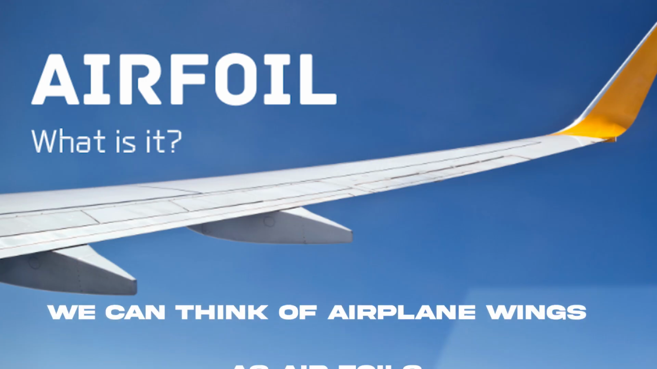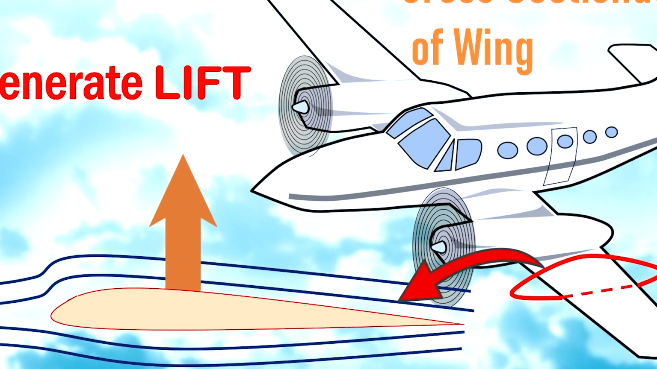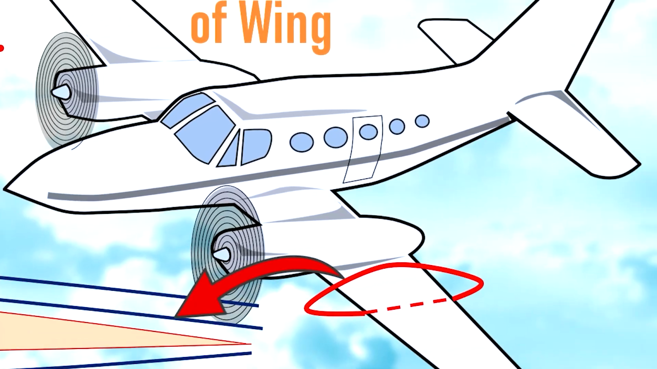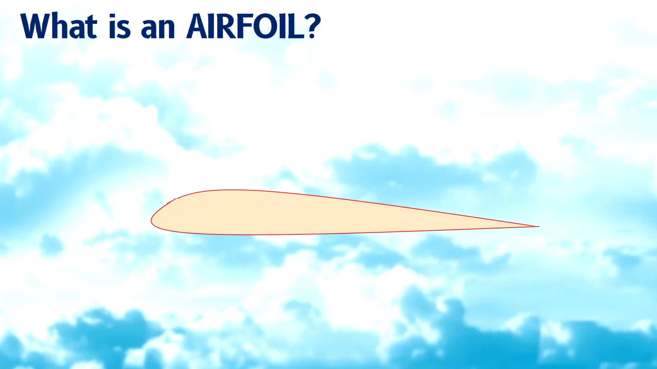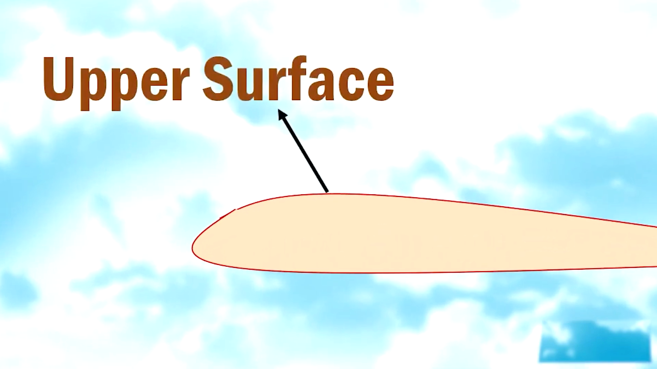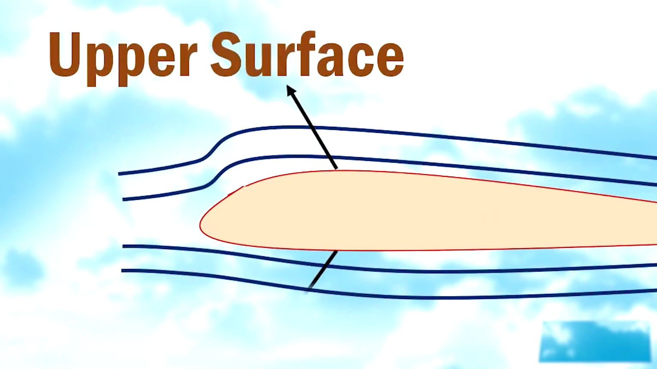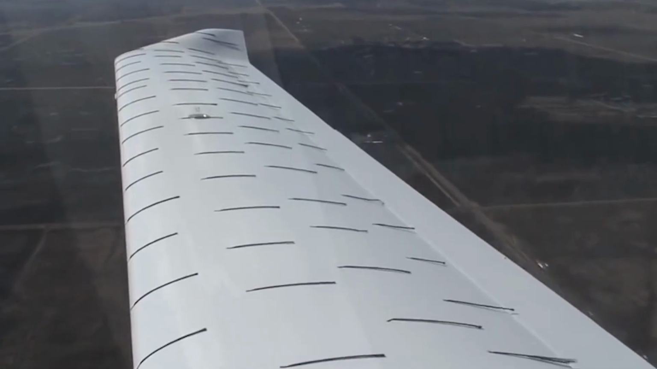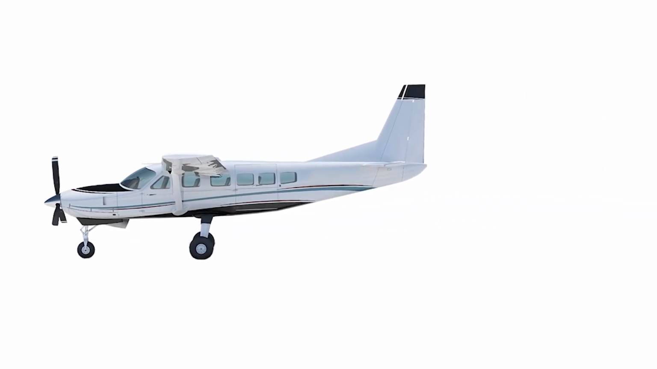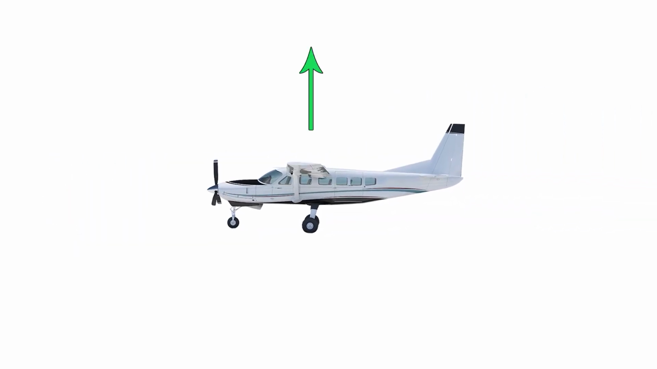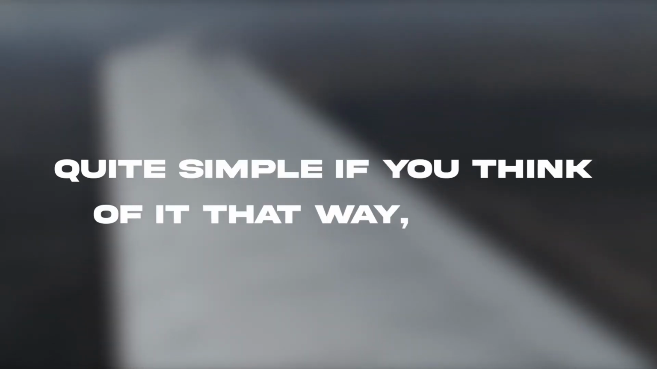We can think of airplane wings as airfoils. An airfoil can produce an upward force with high efficiency. This is thanks to the physics behind it. An airfoil, or in this case a wing, is made so that its upper surface allows easier wind flow compared to the lower surface. This results in a smoother airflow above. Now, smoother airflow means less air pressure, and less air pressure on the upper surface results in an upward lifting force. Quite simple if you think of it that way, isn't it?